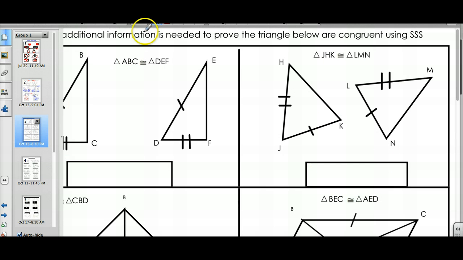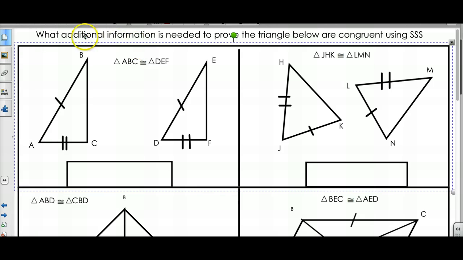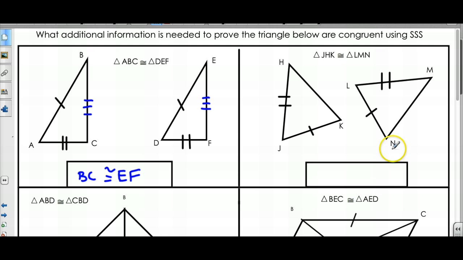All right. Now, these questions are asking this. What additional information is needed to prove that the triangles below are congruent using side, side, side? Well, let's look. In this first case, I want to prove ABC is congruent to DEF, and they both have two congruent sides. Now, to prove side, side, side, they need to have three congruent sides. So in both cases, they're missing this third side right here, and the missing information is that BC needs to be congruent to EF, and that would prove side, side, side, three congruent sides.